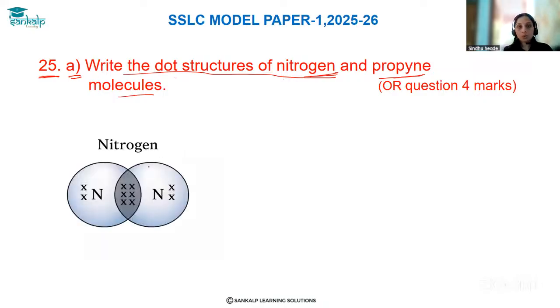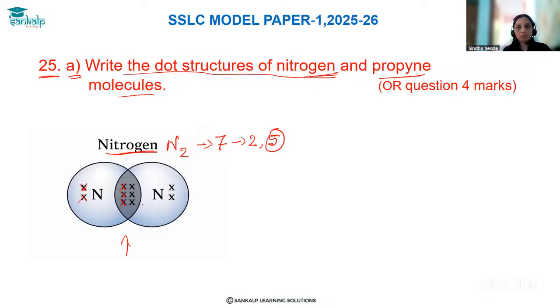First, nitrogen. Nitrogen here is N2. The atomic number is 7, right? The electron configuration is 2 and 5. Outermost it contains 5 valence electrons. So this is the dot structure of nitrogen. See, nitrogen here has 1, 2, 3, 4 and 5.